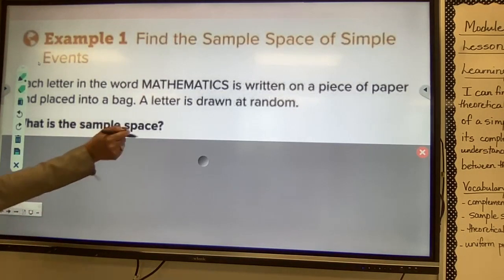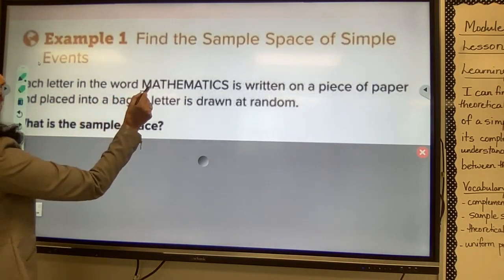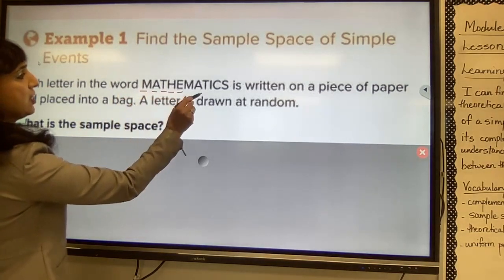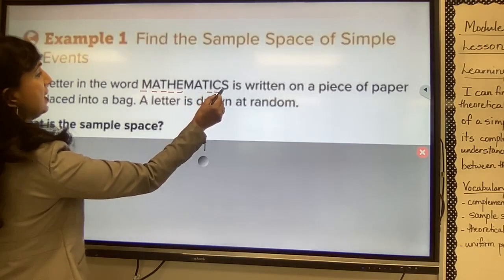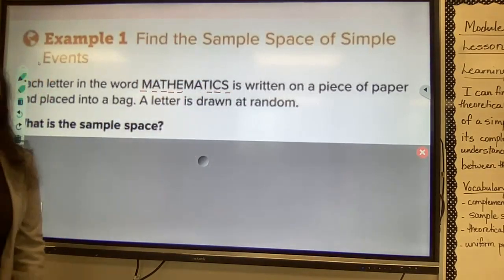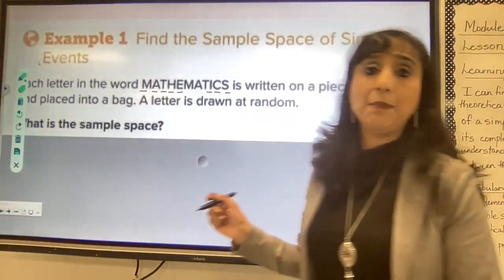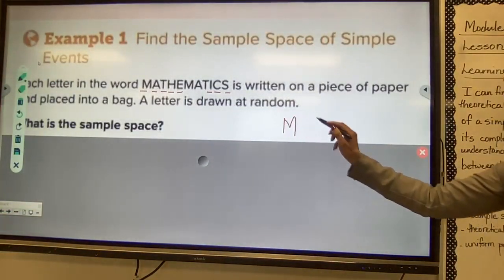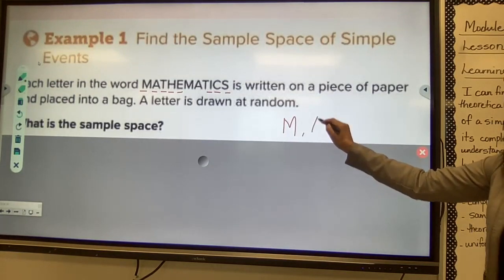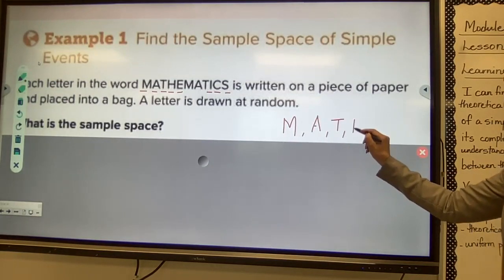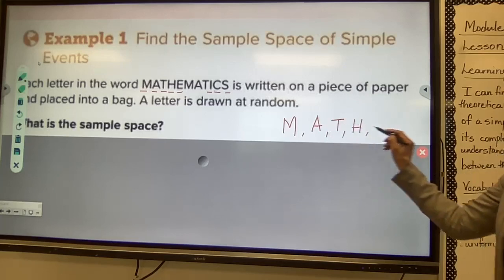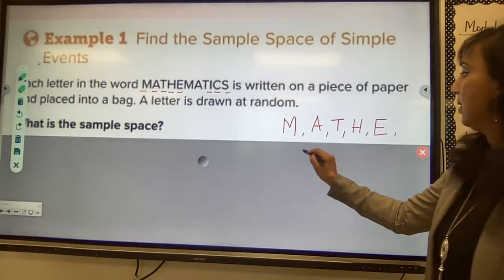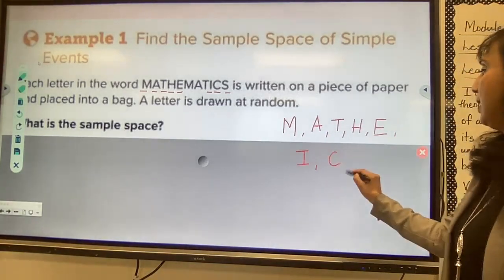The sample space, I'm looking at each of the letters. I'm going to record them only once. T, H, E. M is already done. T is already done. I, C, and S. So if I'm looking at this, my sample space of the letters is going to be M, A, T, H, E, I, C, and S.